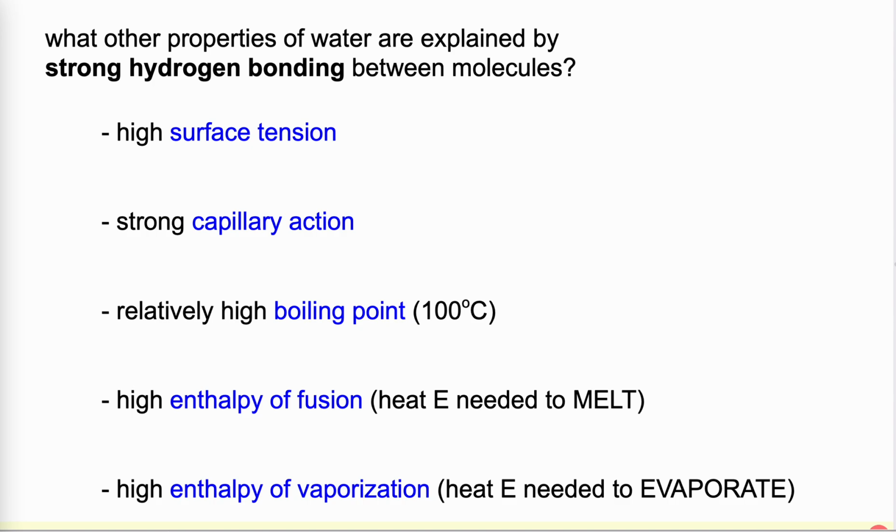Well, that pretty much concludes our section on properties of water as well as our unit on physical states of matter.